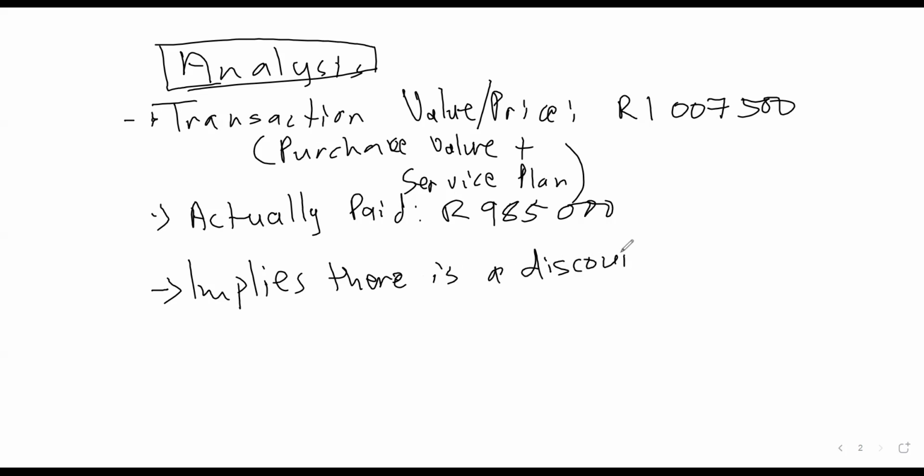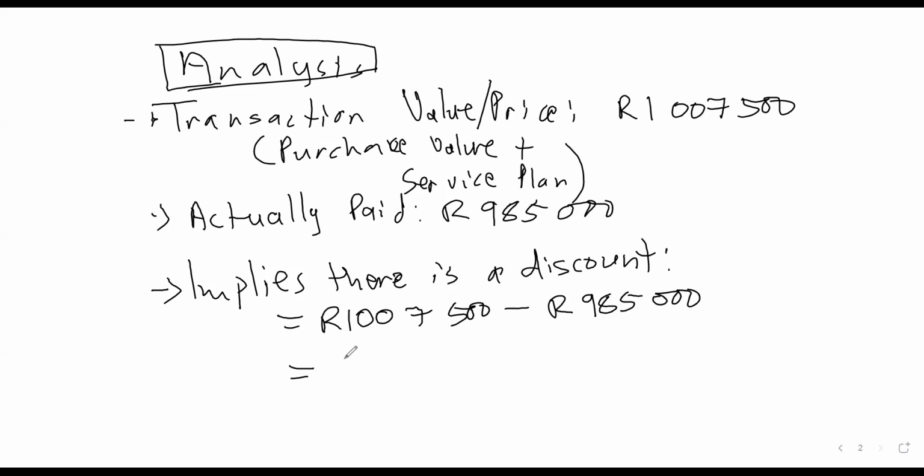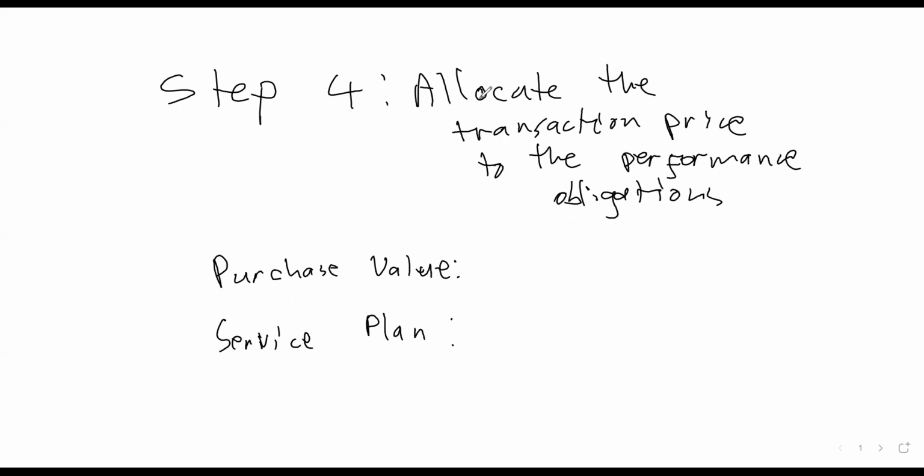All I'm doing right now is analyzing. I'm not saying what I'm writing down, but you can even write it down. That's perfect. It implies there's a discount. So now, what is the discount? You can even show it there. It's going to be 1,007,500 minus 985,000. Remember, they said that you need to show the calculations. If you do the calculations, it will give you a total discount of 22,500. Is that making sense so far? Yes. Wonderful. Now, remember, in step 4, we need to allocate the transaction price to the performance obligations accordingly.